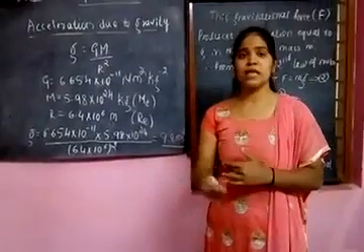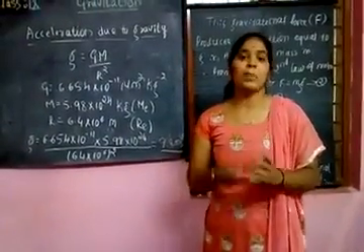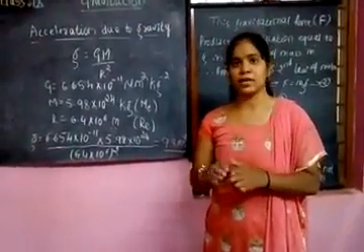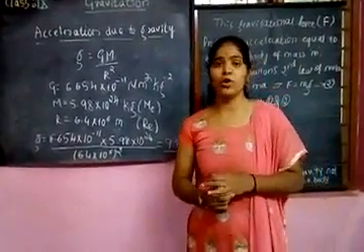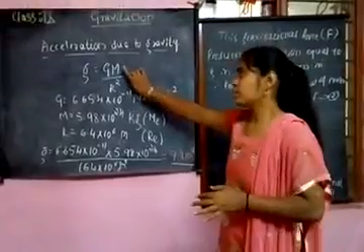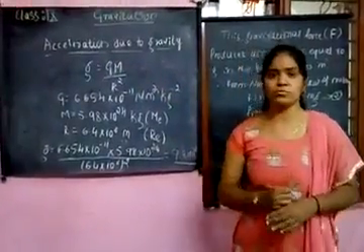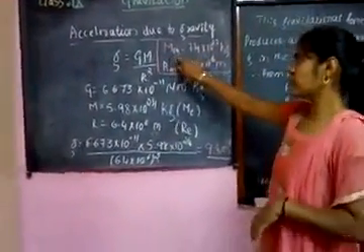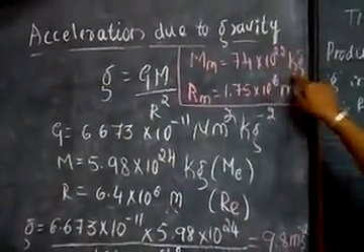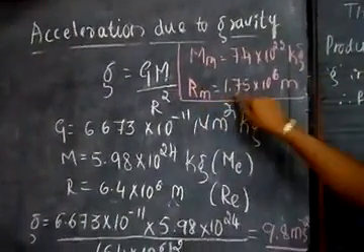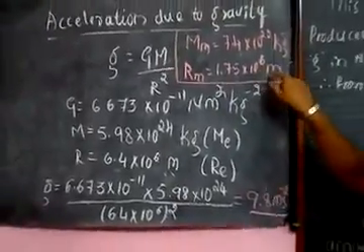In the next class I will start with mass and weight and then the continuation topic. Thank you for watching the video. I will give you the mass and the radius of the moon. Here I have given you the mass of the moon, that is 7.4 into 10 raised to 22 kgs, and the radius of the moon is 1.75 into 10 raised to 6 meters.